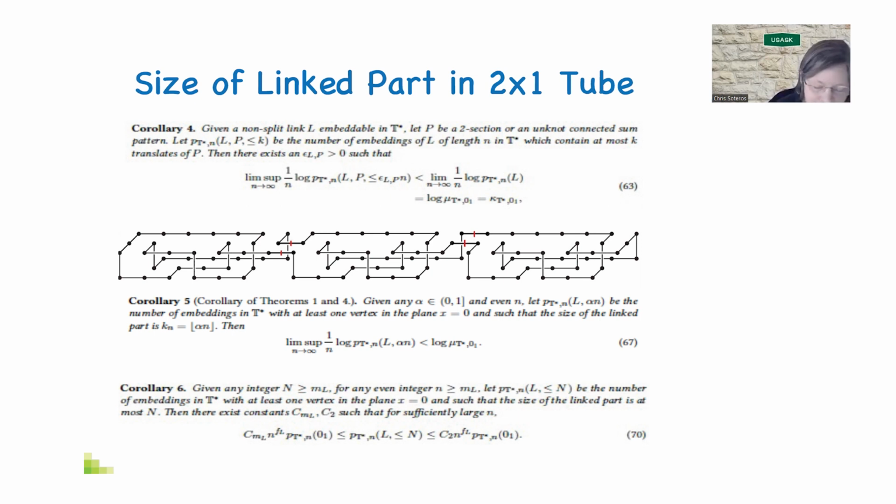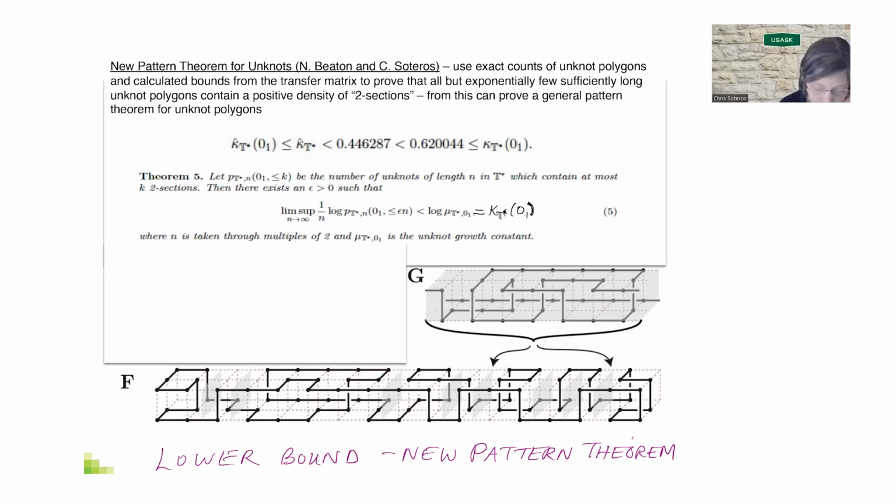And okay, so let me add, why can't we do it in more than a 2x1 tube? Why can't we go up to 3x1, for example? Well, we probably get a pattern theorem for unknot polygons for higher tube sizes, because we do have the transfer matrix for some slightly larger tube sizes, but the current argument does rely on having the transfer matrix. At the moment, the highest tube size that we actually have the transfer matrix for is 3x2, because the number of patterns that can occur on a slice grows exponentially, right? So the transfer matrix itself gets very large as you increase the tube size.